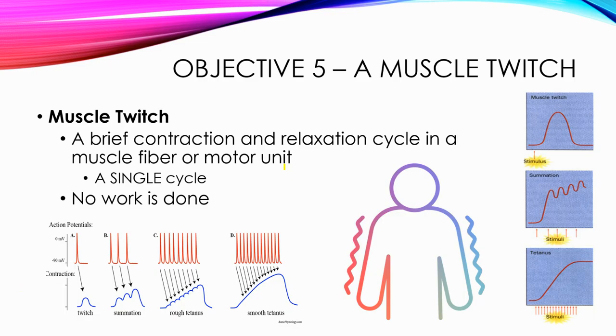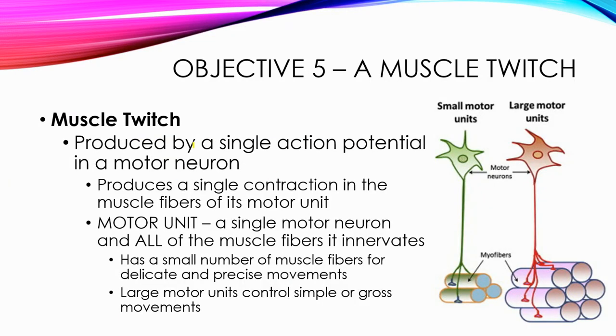And a muscle twitch is just a very brief single cycle that involves a contraction and relaxation. So this is not really going to allow us to do any work. It's just a single contract and relax going on. And so this is going to be produced by a single action potential in a motor neuron.